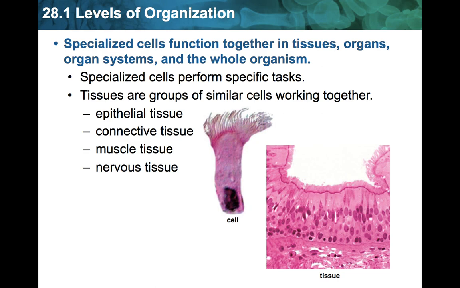All right, this particular slide is talking about tissues in particular. Tissues are basically just similar cells that are working together for a common purpose. So for instance, your liver cells are all working together to perform functions that your liver performs. Epithelial cells, connective tissue, muscle tissue, nervous tissue, these are all just different examples of tissues.